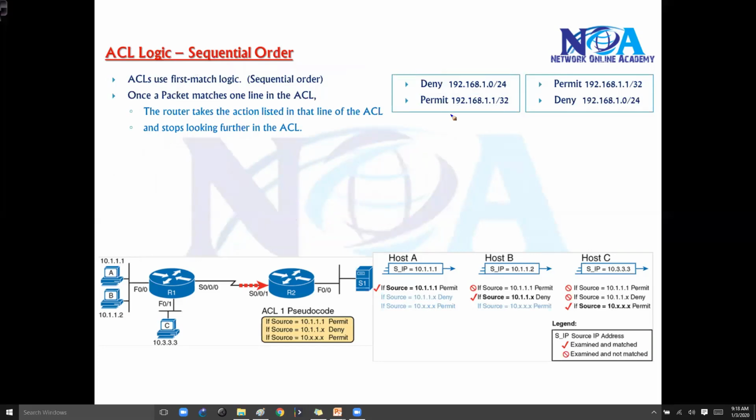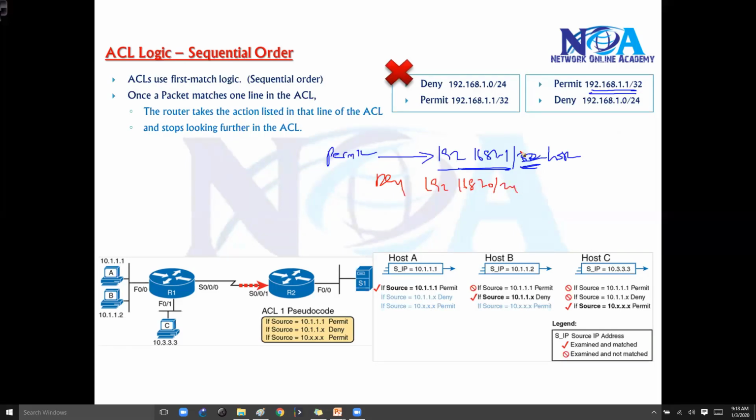Okay, so if you have this kind of requirement, then you have to write the permit first. We'll say permit 192.168.1.1 host, /32 means one host. You can also write host, space, IP address. We'll see the exact syntax. So we'll say permit this host, and then I'm going to deny the rest of the 192.168.1.0 network. If you write the other order, then 1.1 will never be permitted, because when the 1.1 host comes, it will only match the deny rule and be denied, because as per the logic, the router will only take the action listed in that line and will not look at the further ACLs.